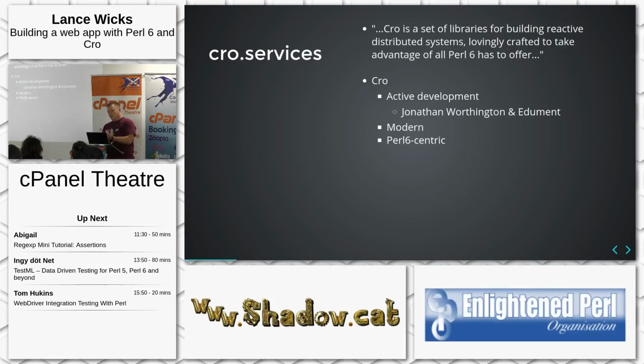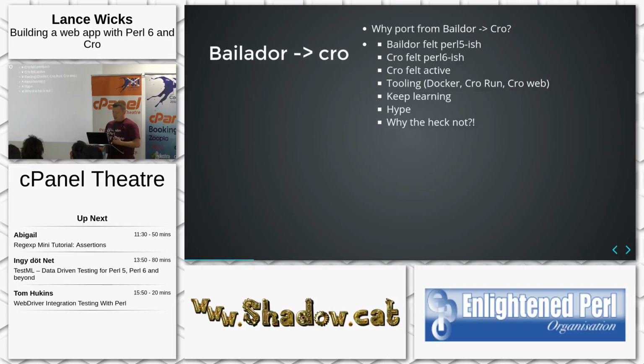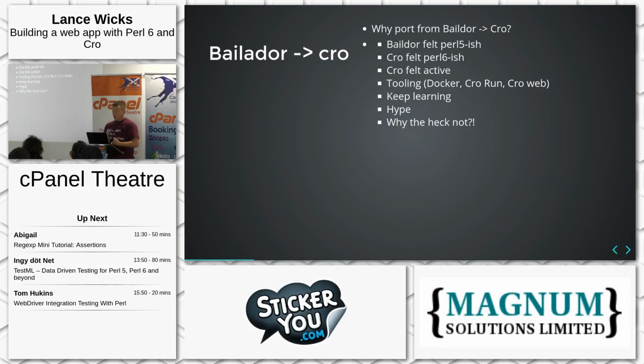For me, it felt a bit more like learning Perl6, whereas with Bailador, I felt like I was using my Perl5 stuff. I keep saying to people that I feel like I speak a bit of Perl6, but I speak it with a heavy Perl5 accent. So yeah, Bailador felt Perl5-ish. Cro felt a bit more like Perl6, and I might learn a bit more Perl6 syntax and things like that. The other thing with Cro, and I'll show you a little bit later, is that it's got really nice tooling, so it's quite nice to work with that way. I wanted to keep learning stuff, and it had lots of hype, so I thought, why the heck not? I'll port it.